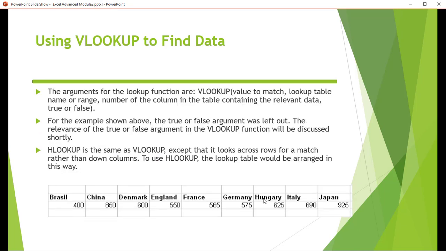Using VLOOKUP to find data, the arguments for the lookup function are the lookup value, the lookup table, that is the table name or range, then the number of the column in the table containing the relevant data. Then you can add true or false. For example, in the example shown above, the true or false argument was left out. We didn't put it there. The relevance of the true or false in the VLOOKUP function will be discussed shortly.